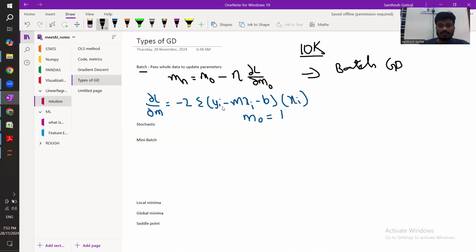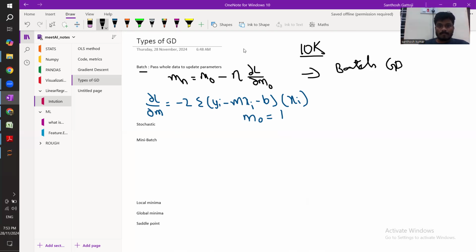For the first row, you are taking the actual value, you are putting m equal to 1. This m naught will be 1, and xi minus b into whatever the values of xi, the actual value. You put this, you run this summation for all the data set, 10,000 rows. You will get some value.